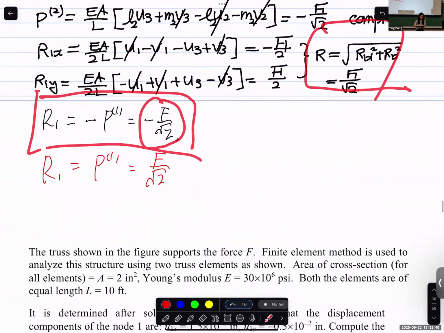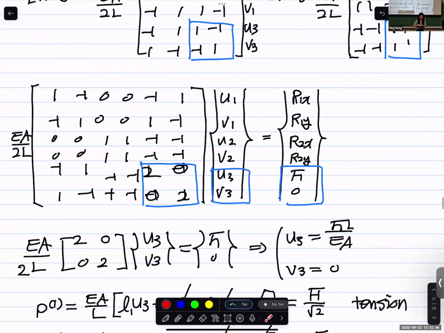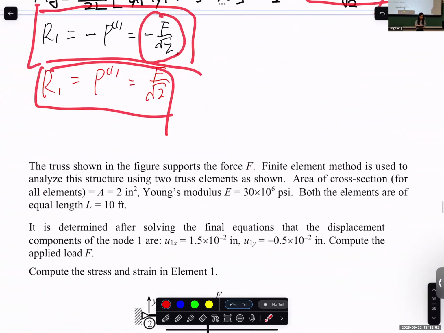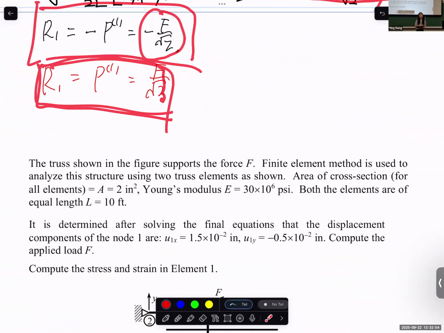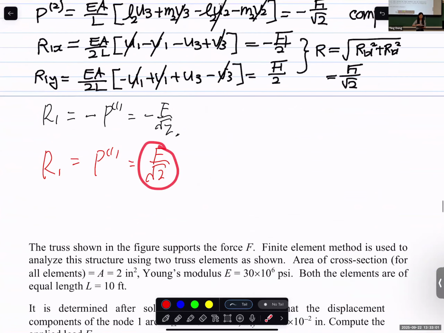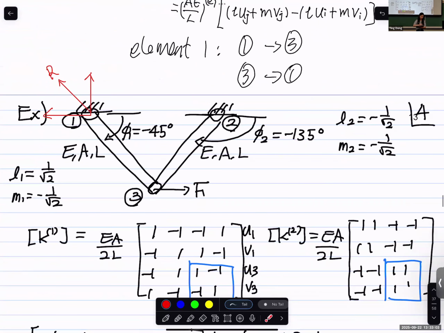Or I can define the node order in a different way. Let's say I define it in this way. And now I have reaction force equal to element force, because now it's the second node based on the node order definition. Now I get a positive value, but it still means the same thing. It's still the reaction force in this way.